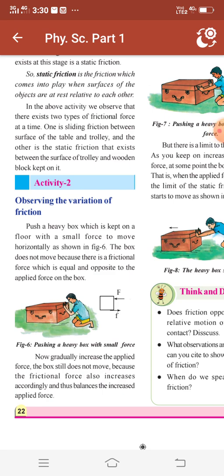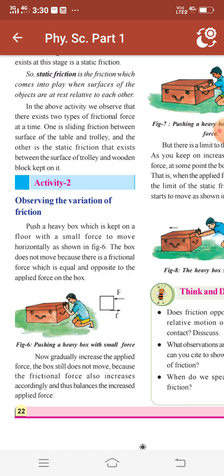Okay, children. Do you remember last class? What we learned? Yes, you are right. We learned frictional force and static friction. Now today we are discussing activity 2.